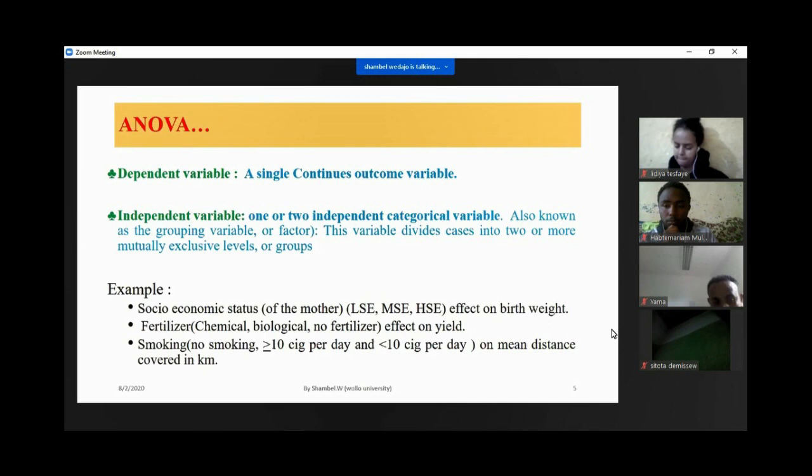You may have birth weight. We may have height of individuals. We may have hemoglobin.